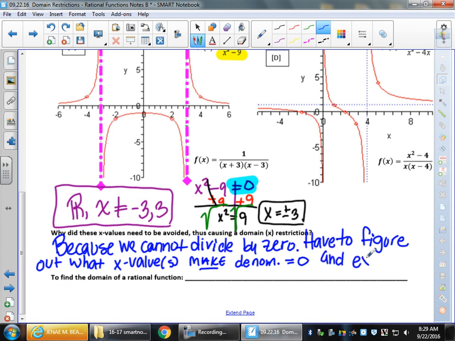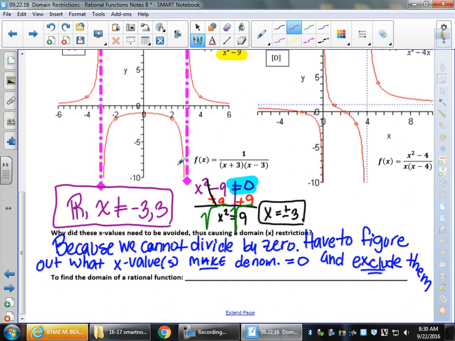What does exclude mean? If you're excluded from a group, what does that mean? You're not part of it, right? So that's what we mean. Exclude them, take them out, right? Like here, what two values are we excluding? Yeah, they can't be part of the group. You can choose any other x value you want, just not those two.